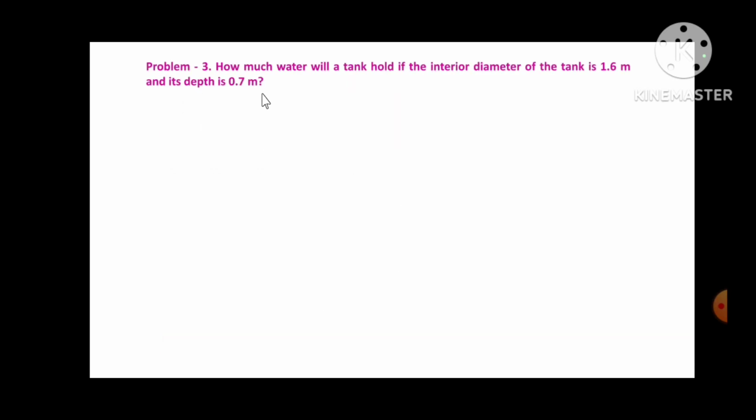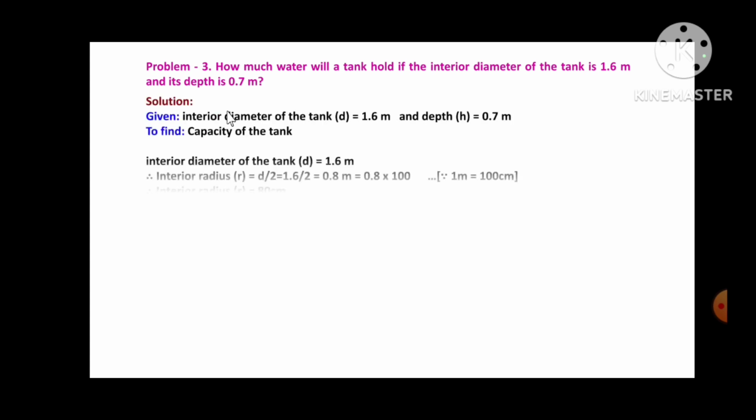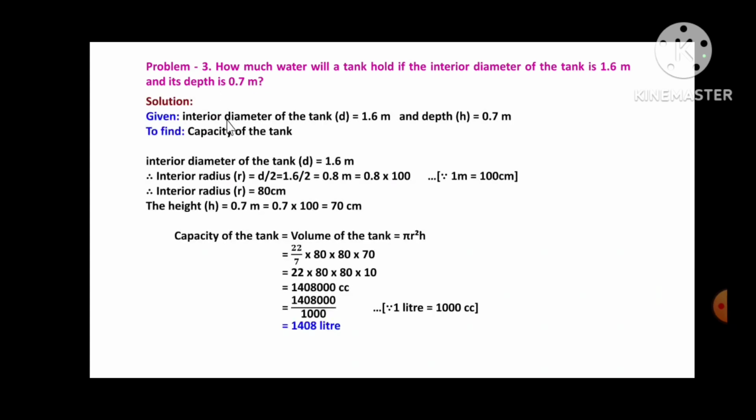Problem number 3. How much water will a tank hold if the interior diameter of the tank is 1.6 meter and its depth is 0.7 meter? Friends, from this problem we come to know that the interior diameter of the tank is 1.6 meter and depth, that is height, is 0.7 meter. We have to find out the capacity of the tank, which means we have to find out the volume, as this tank is cylindrical in shape.